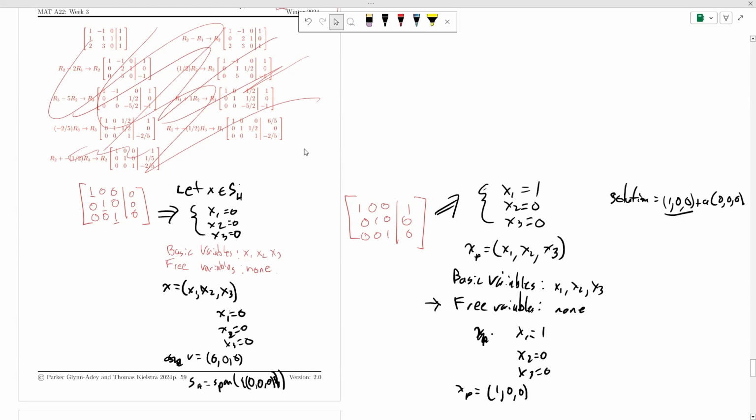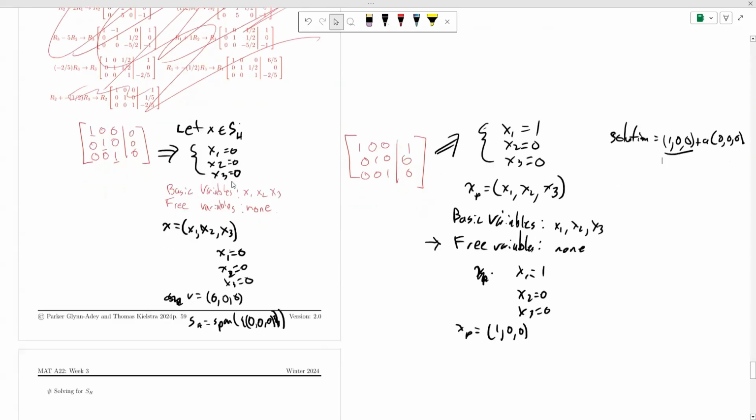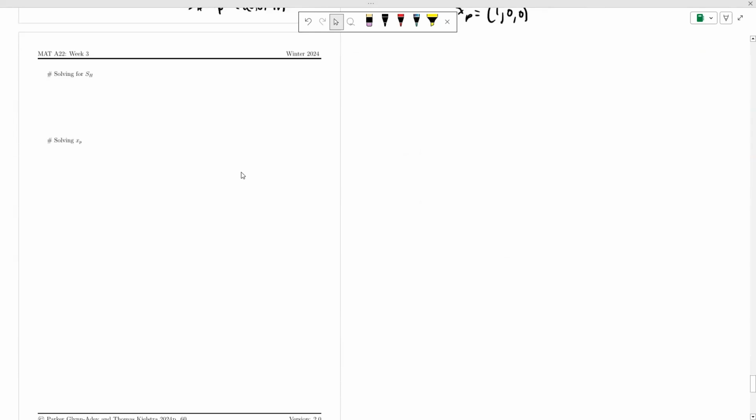Let's now look at an example where we have a subspace that has a span. Okay, and we're going to look at the example 1, 1, 1, 1, 1, 1, 2, 3, 4, 1. Okay, and our system of equations this comes from is going to be x1 plus x2 plus x3 plus x4 equals 0, and x1 plus 2x2 plus 3x3 plus 4x4 equals 0.